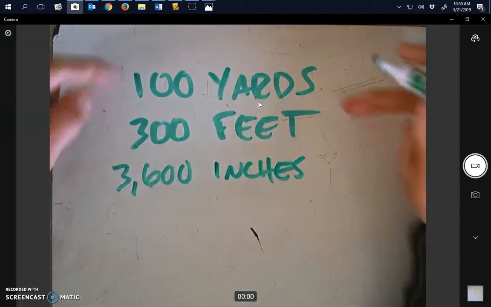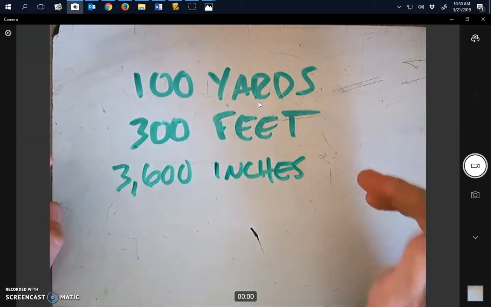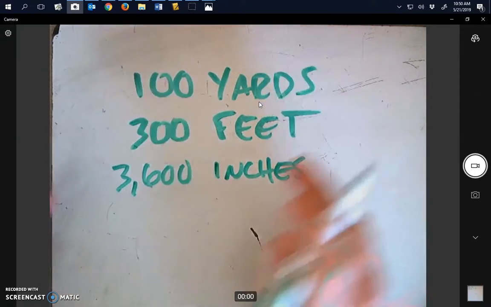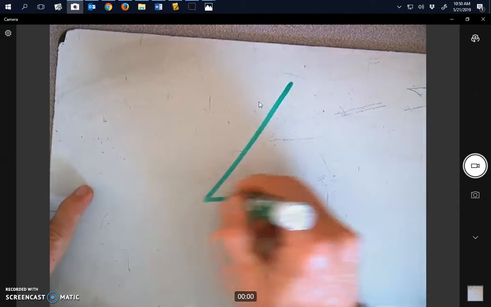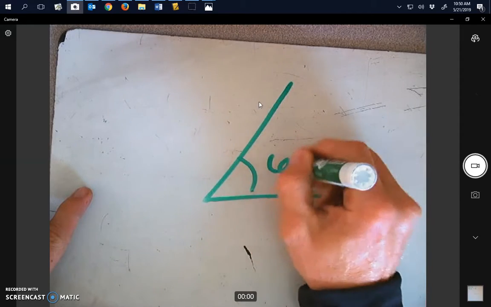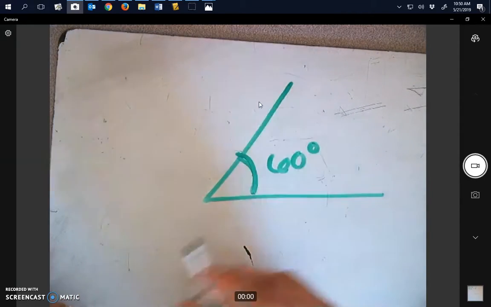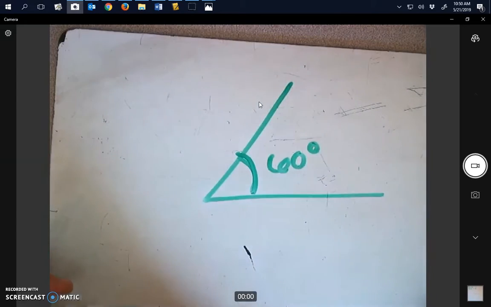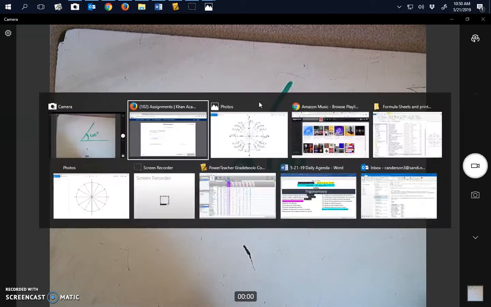Okay, so I could write 100 yards as 300 feet or 3,600 inches. They all mean the exact same thing. They're just written differently. Radians and degrees is a very similar idea. When we have degrees, let's say I have an angle that is 60 degrees. Well, I can rewrite this angle as a radian, and we're going to learn how to go back and forth. And we're also going to learn where a radian comes from first. That's what I want to focus on right now.